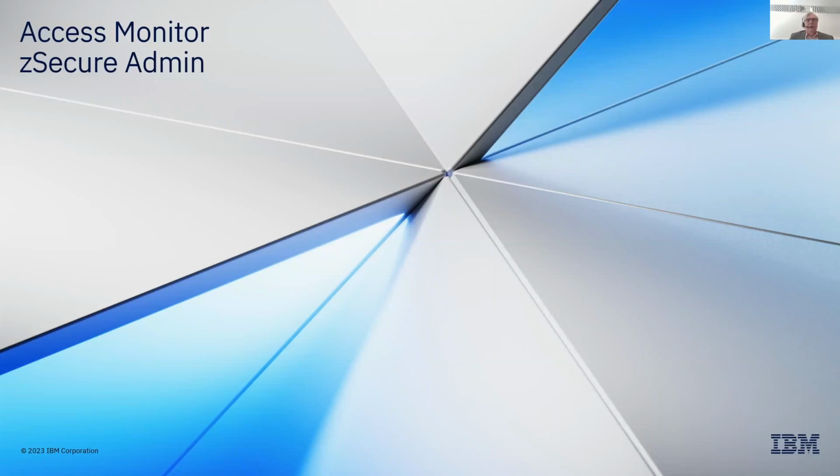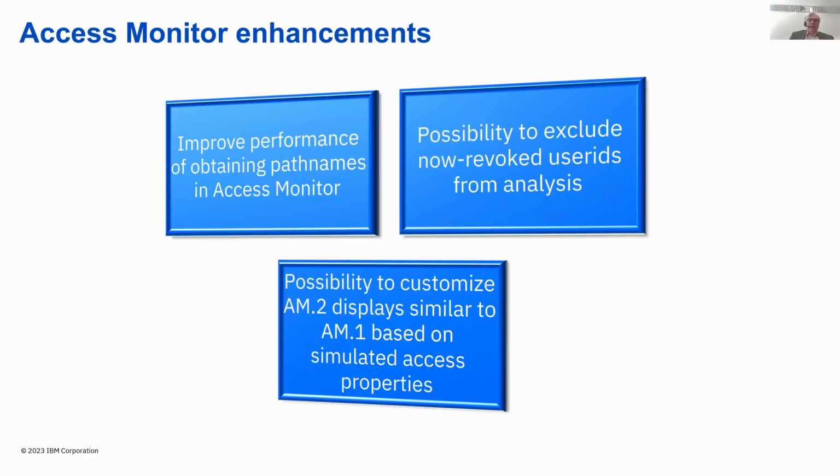Okay, that was the compliance piece. Next, we go to the access monitor. Three new areas. One of what the SSE provides is that we improve the performance in obtaining path names if you do the access monitor Unix extension. So you're collecting usage information for the Unix path names, how often security checks are done there, for whom and for what file. We managed to kind of double the performance there.